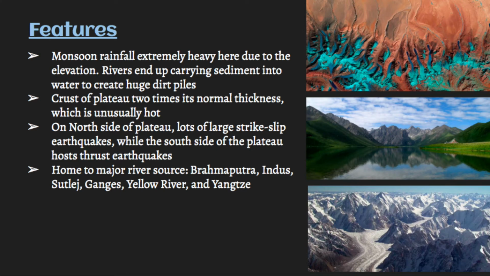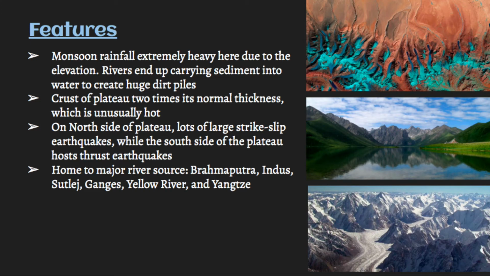The crust of the Tibetan Plateau is 2 times the normal thickness, a result of those tectonic plates crashing that we were talking about earlier. Because the granitic rocks of the continents have uranium and potassium, which are heat-producing radioactive elements, that thick crust is unusually hot. On its north side, the crust is being pushed east, creating large strike-slip earthquakes. And monsoon rainfall is really heavy here, mainly due to the elevation.